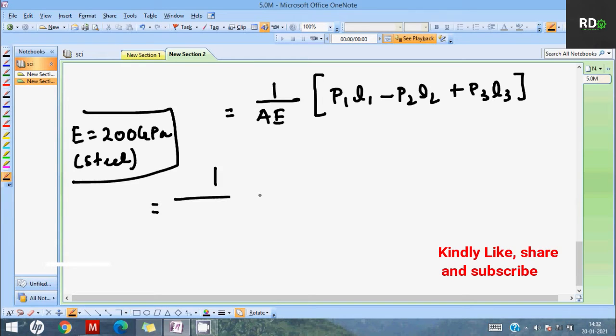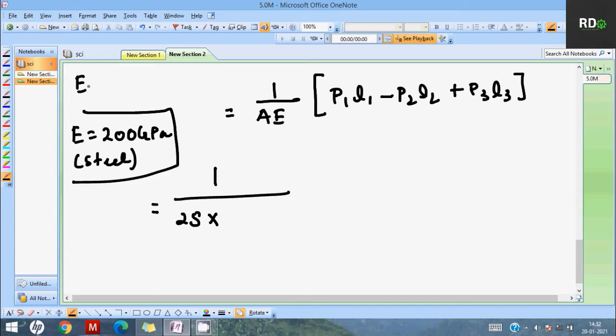So let me put the values here: 25 into 200 GPa. If you know, 200 GPa is 10 to the power 9 Newton per mm square.